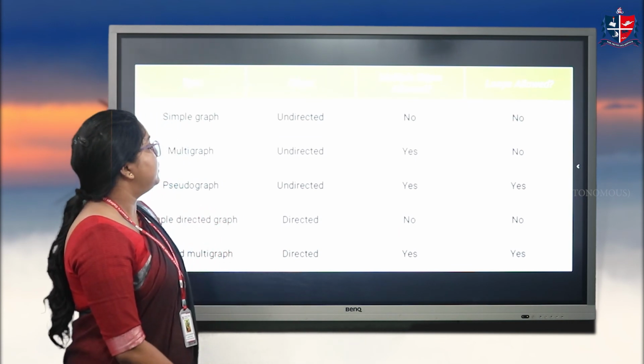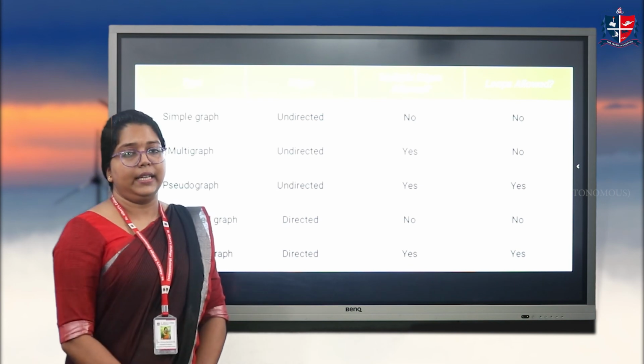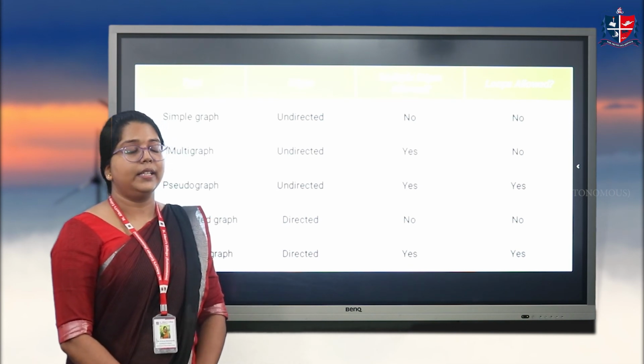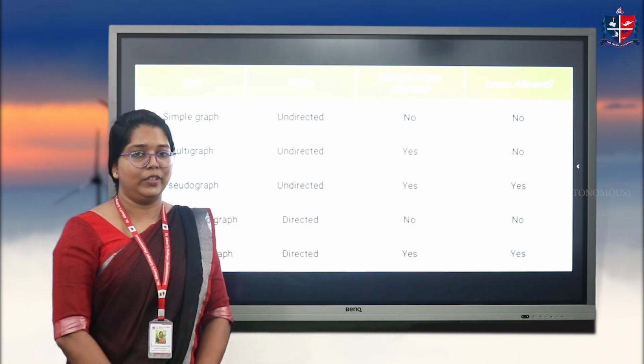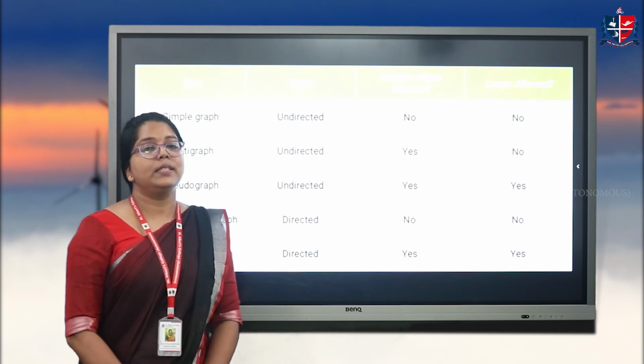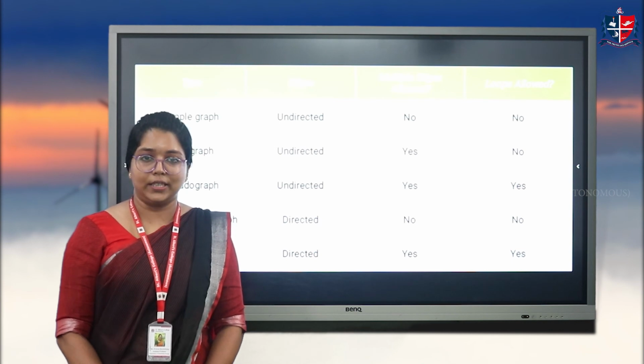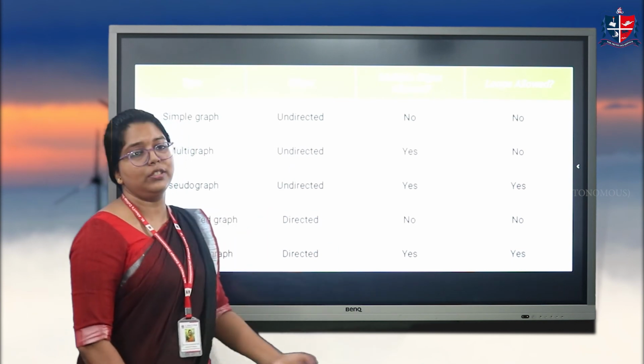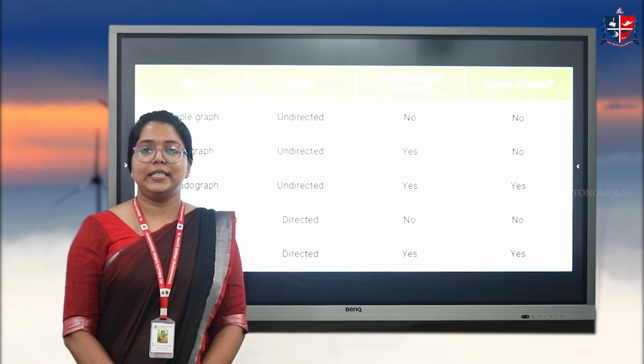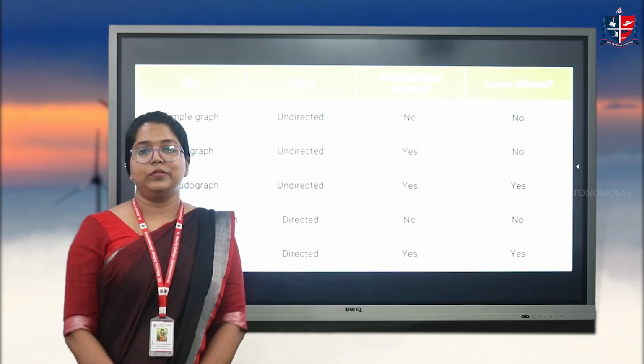So upon learning this table, you can easily summarize all the slides that we have learned so far. And this forms the basic building structure of graph theory. I hope you understand what a graph means and what all these definitions mean. Then you can easily understand the other parts of graph theory.